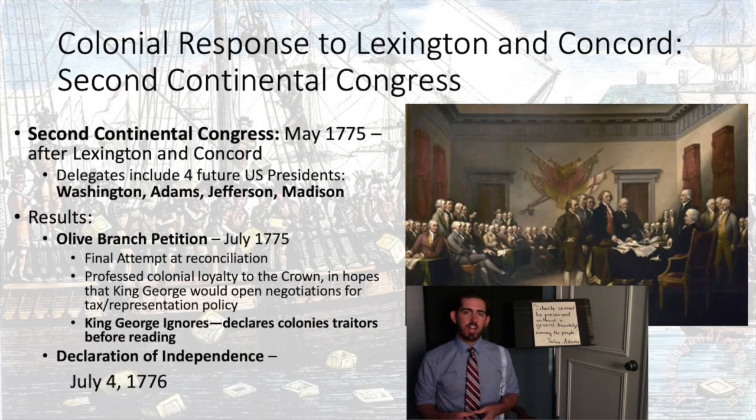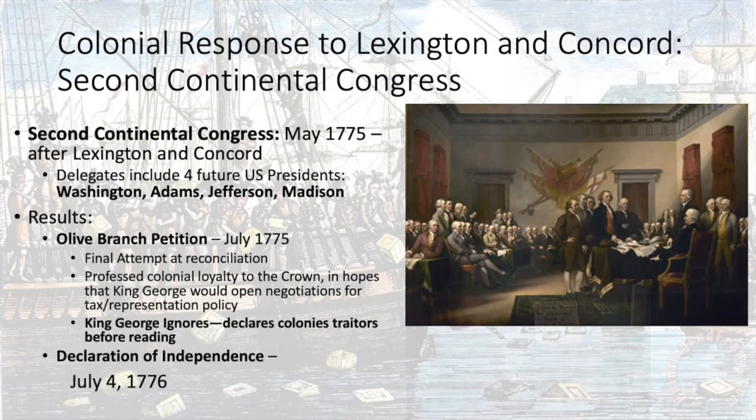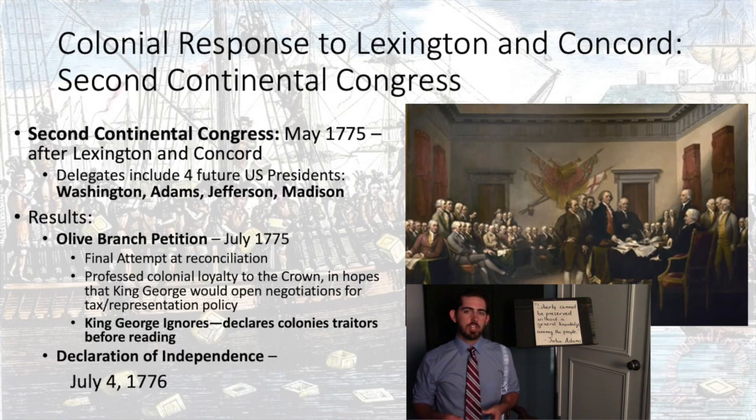The document professed the colonists' loyalty and asked the king to simply open negotiations with the colonies and work towards a solution. But the king ignored the Olive Branch Petition and declared the colonists traitors before even reading it. The delegates adjourned the Congress, but asked the Virginian Thomas Jefferson to draft a document asserting the rights and independence of the American colonies, to be debated by the Congress at a later time. On July 4th, 1776, his Declaration of Independence had been approved, signed, and published. The United States of America was born, and the war for independence had officially begun.